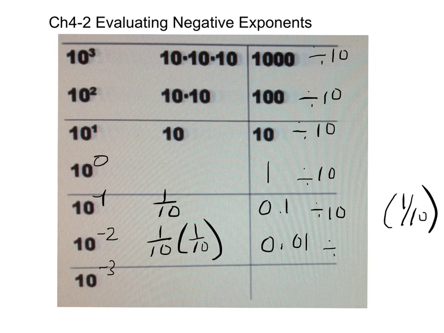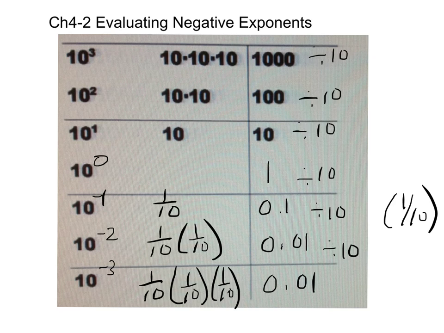Okay, let's divide by 10 again, or in other words, let's multiply one more time by 1/10. So 10 to the negative 3 is the same as 1/10 times 1/10 times 1/10, which is 1/1000th. Whoops. Let me erase that. Let's write it correctly. 1/1000th.